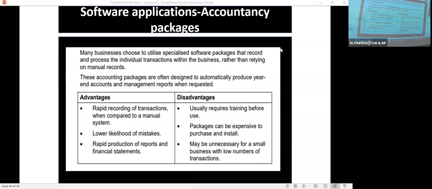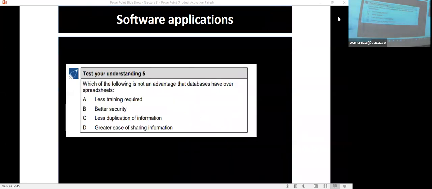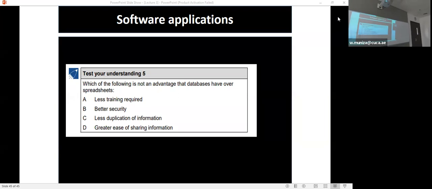Now, students, there is the last understanding for today. Which of the following is not an advantage that databases have over spreadsheets? A, less training required. Is it an advantage that databases have over spreadsheets? It's not an advantage. Less training is required. In which case is less training required? In the case of databases or in the case of spreadsheets? In the case of spreadsheets, less training is required.